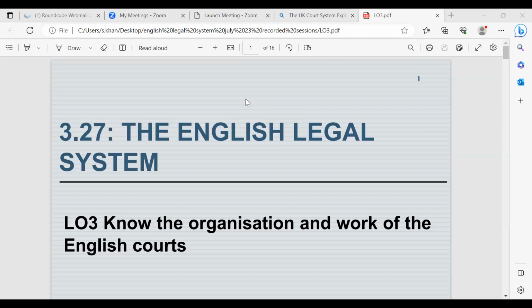We then went on to look at the golden rule, and we looked at the fact that the golden rule was a modification of the literal rule. If the literal rule produces any sort of absurdity, then the court should look for another meaning of the words to avoid that absurd result. We looked at the case of Adler v George, 1964, where the rule was used to avoid any sort of absurd result.